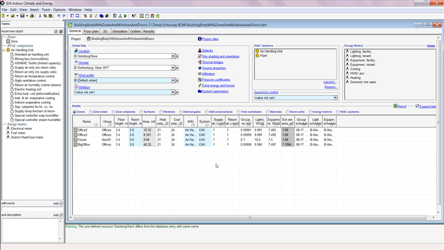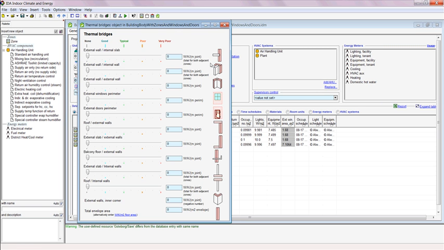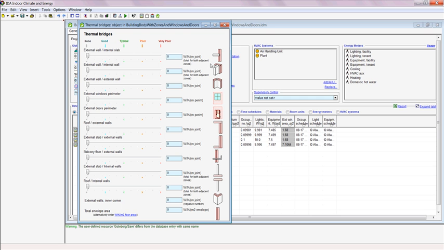Data related to thermal bridges is accessed via the General tab. We click on the link Thermal Bridges, which we find under Global Data. Here we can now see the different types of thermal bridges.